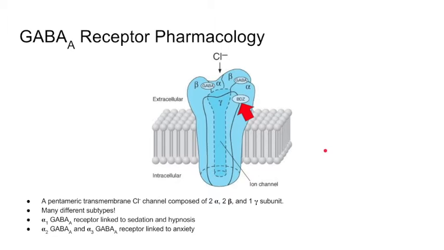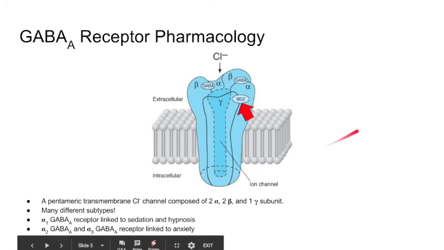There are many different subtypes of the GABA receptor. We're focusing here on the GABA-A. What's important to note is that the alpha-1 GABA-A receptor subtype is linked to sedation and hypnosis, and the alpha-2 and alpha-3 GABA-A subtypes are linked to anxiety. So there are different subtypes of receptors, and we can try to isolate them to get different effects. You'll see the same thing when we talk about the opioid analgesics. We're trying to hit different receptors to cause them to do different things.